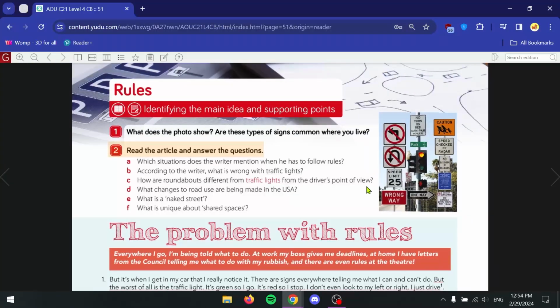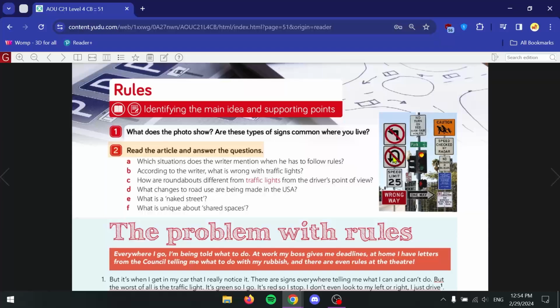I want you guys to take a second and tell me, virtually of course, what you see. So if you answered anything other than road signs for cars, you're mistaken. These are clearly signs that you see on the road. If you drive, you see these pretty regularly, I'd say. Are these types of signs common where you live? They are quite common because they tell us what to do and what not to do when driving.